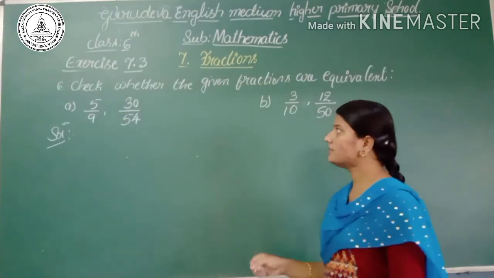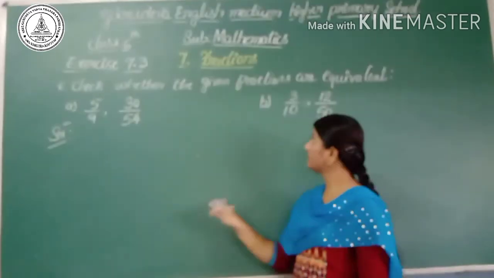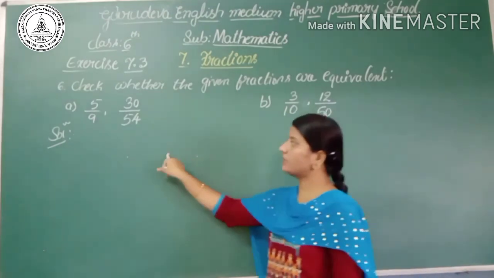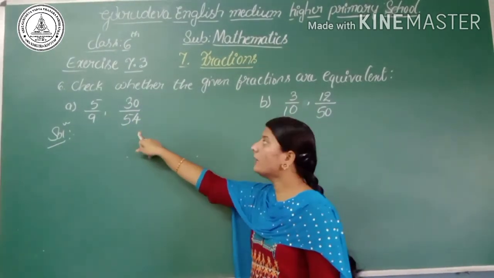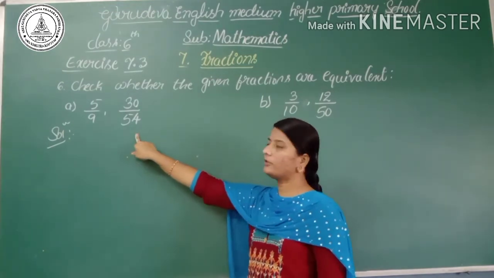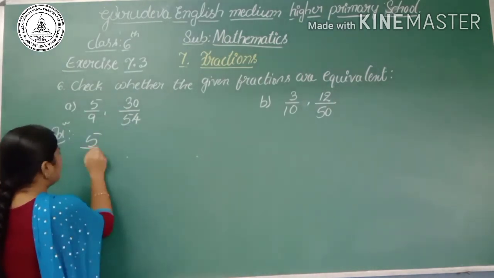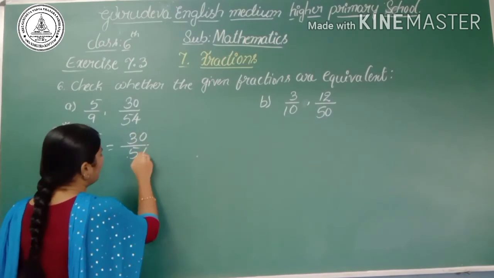The sixth question is: check whether the given fractions are equivalent. Here they have given three problems, I have taken two. The first one is 5 by 9 and 30 by 54. We have to check whether these two fractions are equivalent or not. That's what we have to do. First write the given fractions: 5 by 9 equals 30 by 54.